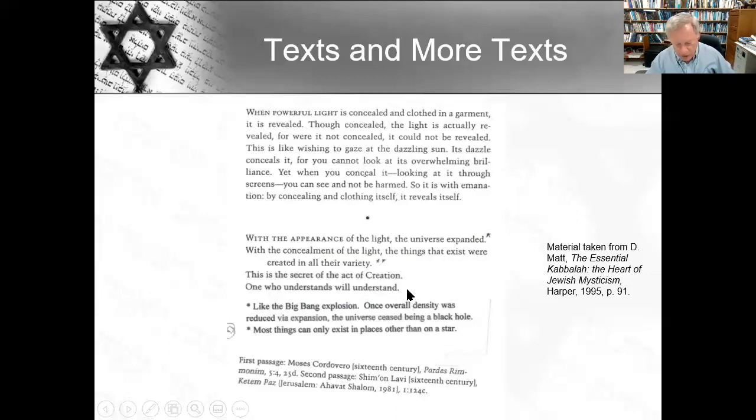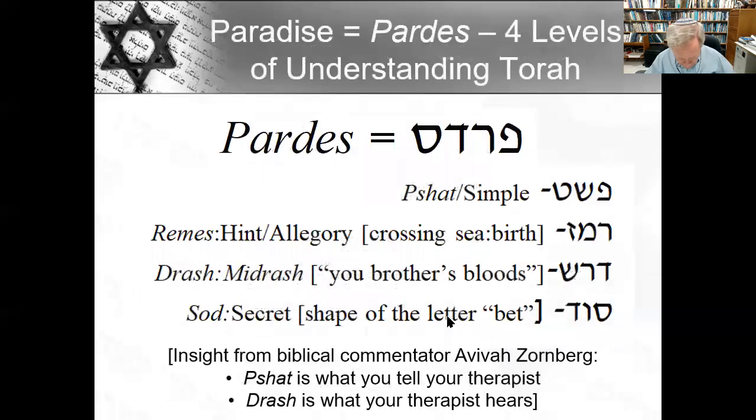There is a phrase you see in Hebrew a lot, hamavin yavin. The word mavin is maven. The one who understands will understand. So with the appearance of light, the universe expanded like the Big Bang explosion. Once the overall density was reduced via expansion, the universe ceased being a black hole and light could appear. And then most things can only exist in places other than a star. So let me move on.